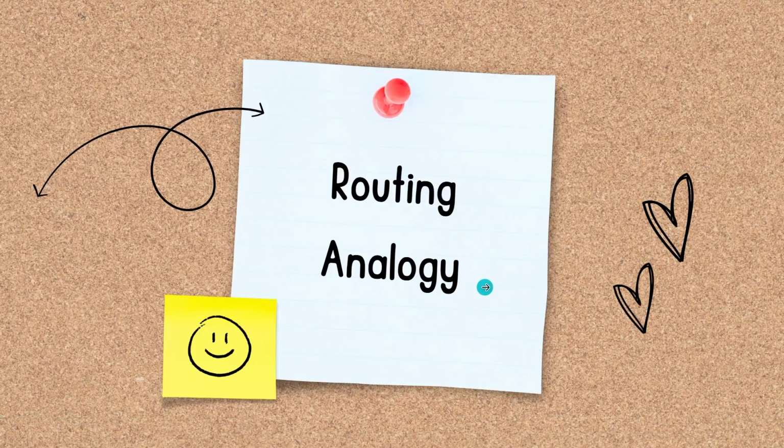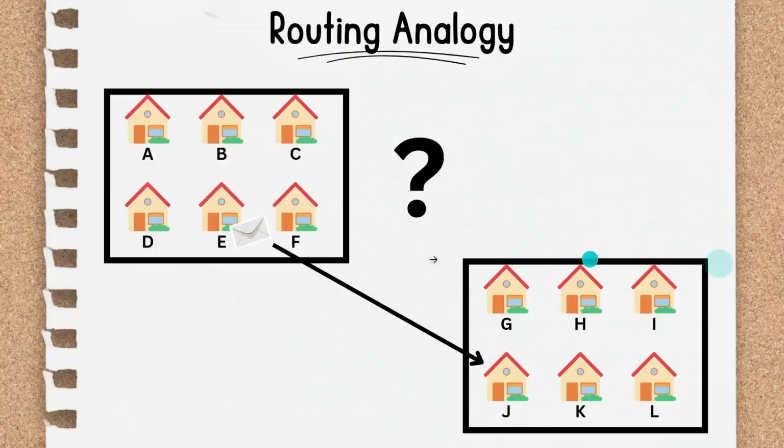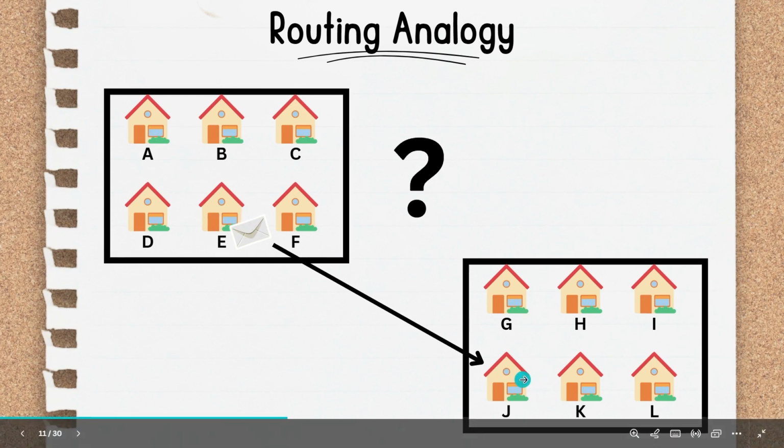Now let's take an example with that same analogy, and we'll see how routing can be mapped. Let's say there are two societies. There can be multiple societies, but let's start from the simplest example. There are two societies, and from this society there is a house E, and he or she wants to talk to someone in house J.